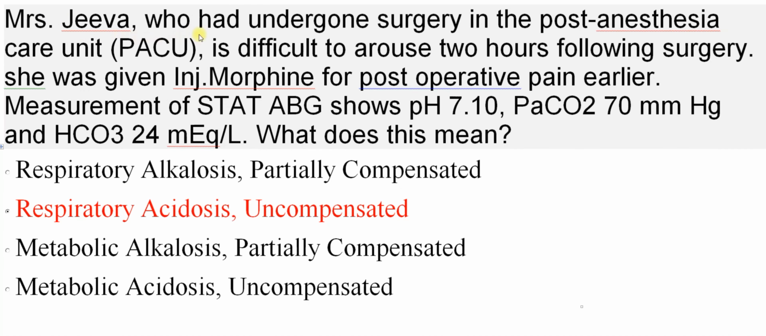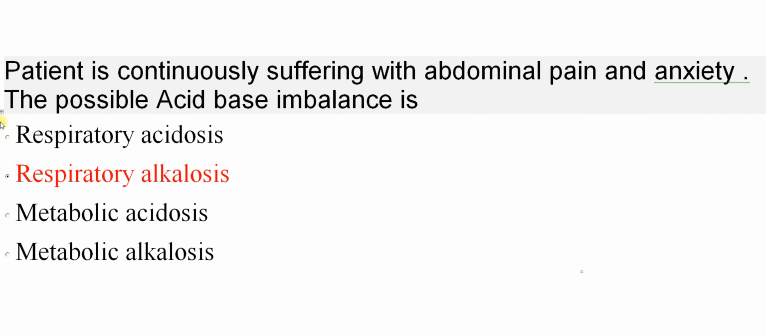Mrs. Jiva, who had undergone surgery, is in the post-anesthesia care unit and is difficult to arouse 2 hours following surgery. She was given injection morphine for post-operative pain earlier. Measurement of ABG shows pH 7.10, PaCO2 70 mmHg and HCO3 24 mEq per L. What does this mean? Answer is respiratory acidosis uncompensated.